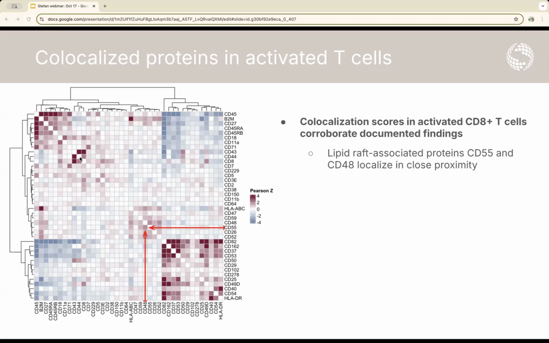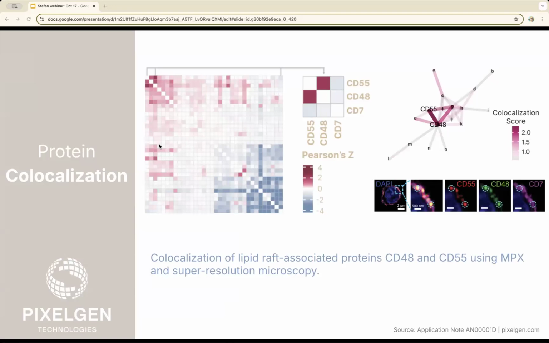If you look a little bit closer here and inspect the CD48 and CD55 square in this heat map, you see that there is an increased colocalization score, meaning that these proteins are very close together, and that we're able to confirm with the reports in the literature. We also, similar to the polarization findings, validated this using super resolution microscopy. And in the example here in the microscopy images, you can see that CD55 and CD48 are present in the same spots and clusters here on the cell surface.